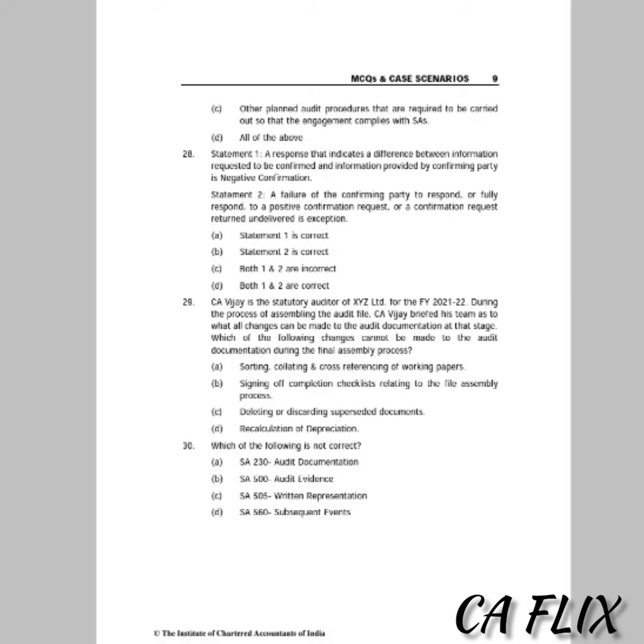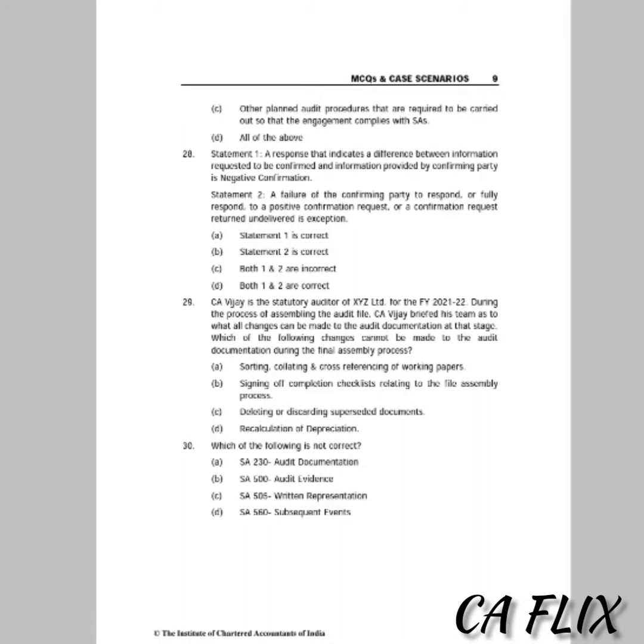Answer is option D, recalculation of depreciation. CA Vijay is the statutory auditor of XYZ Limited for the financial year 21-22. During the process of assembling the audit file, CA Vijay briefed his team as to what changes can be made to audit documentation at that stage. Which of the following changes cannot be made to the audit documentation during the final assembly process? Recalculation of depreciation.